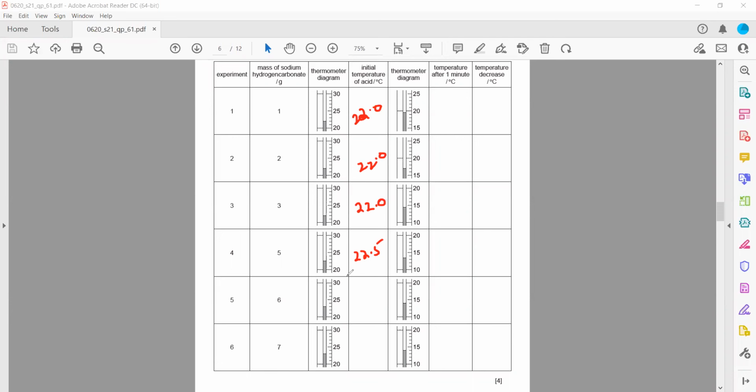Even though 22.0 is the same as 22, as a science student you should know how to write a column. Whenever you're completing a column, you should always use the same number of significant figures or decimal places. Because one of the values is 22.5, I should write all of them in the same manner, to 3 significant figures or 1 decimal place. So even though it is 23, I will write 23.0, so that all will have the same number of significant figures.